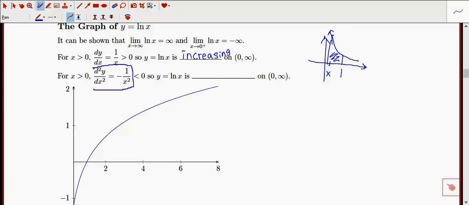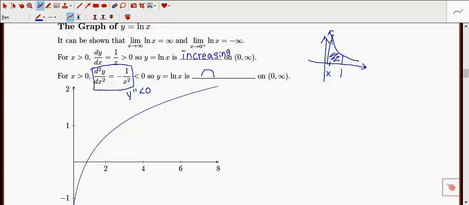And for x bigger than 0, if we take the second derivative, according to the power rule, we get negative 1 over x squared. And 1 over x squared is always positive on the interval 0 to infinity. So the negative of a positive number will always be less than 0. The second derivative is less than 0, which implies the original function is concave down on the interval 0 to infinity.